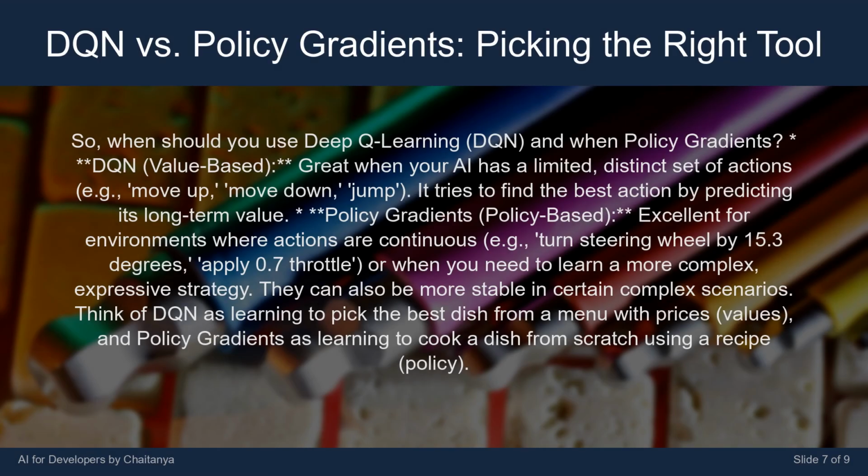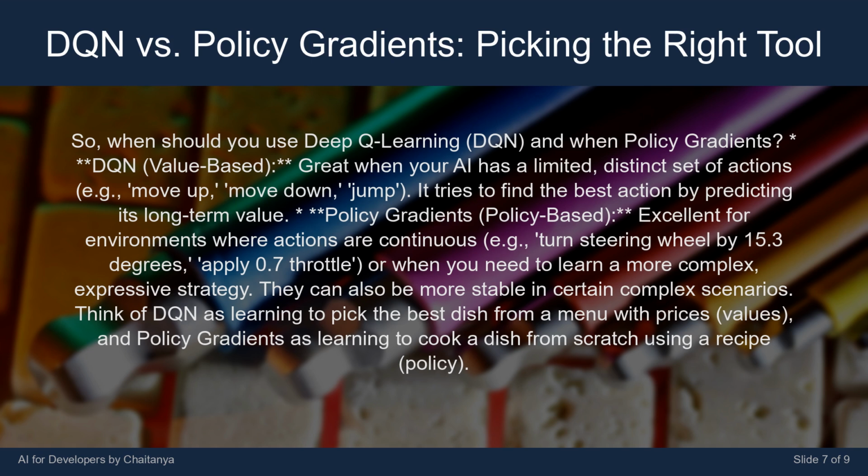So, when should you use deep Q learning, DQN, and when policy gradients? DQN: value-based. Great when your AI has a limited, distinct set of actions, e.g., move up, move down, jump. It tries to find the best action by predicting its long-term value.